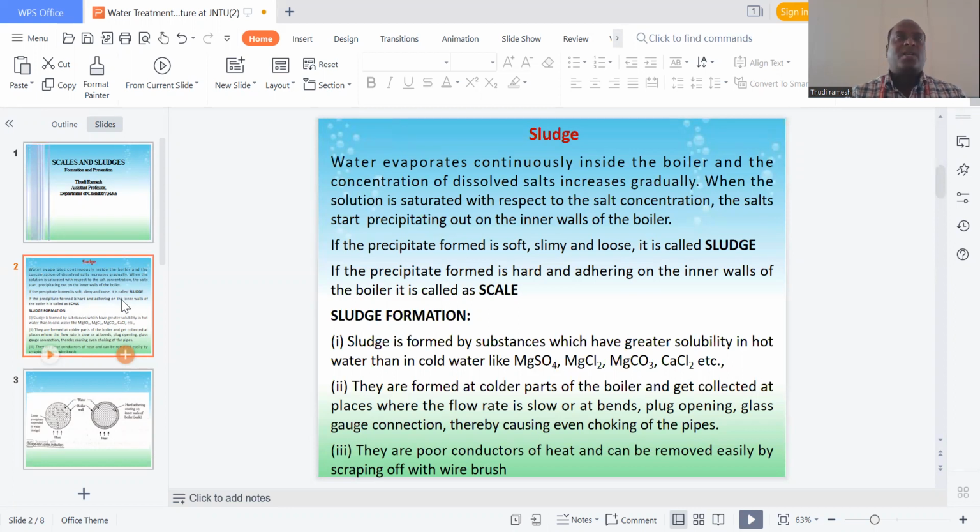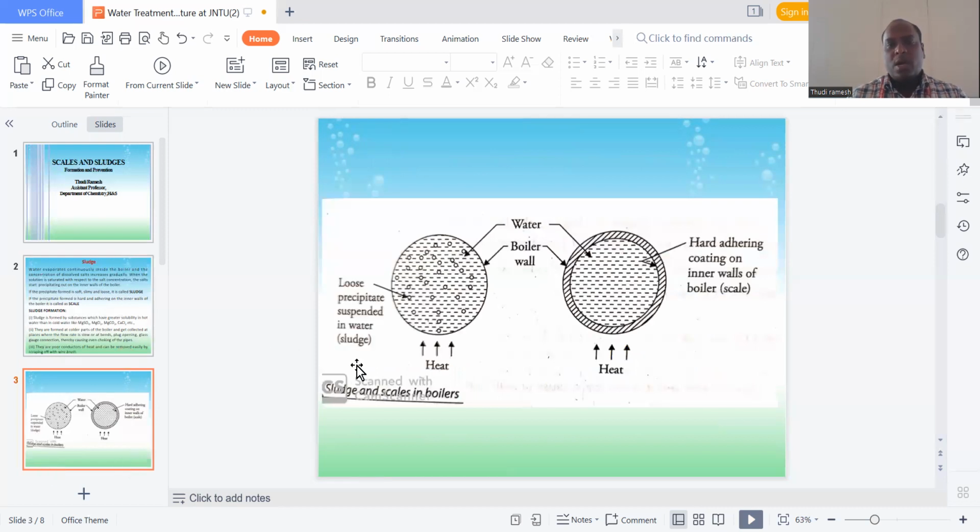So how can we define a sludge? Sludges are the soft, loose, slimy precipitates formed inside the boiler material when we are boiling the water for the production of steam. Okay, so generally you can see this diagram here, how the sludge is present inside the water. We can see the loose precipitates which are suspended in the water. These are called sludge here. So inside the boiler material, whatever water we are considering, that is the boiler feed water for the production of steam, we are going to observe these slimy loose precipitates inside the boiler material.